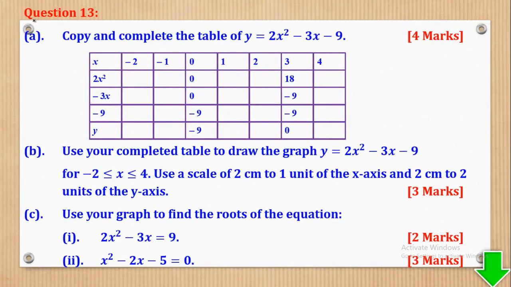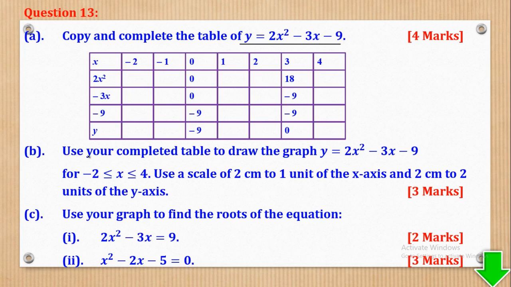So now we shall go to question 13. Question 13 part A says copy and complete the table of y equals 2x squared minus 3x minus 9, and they give it 4 marks. So we have to complete filling the missing spaces in this table.